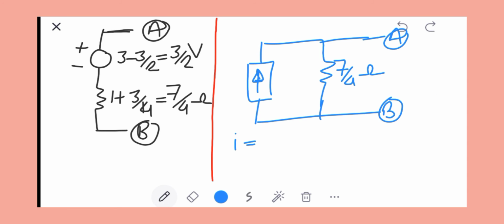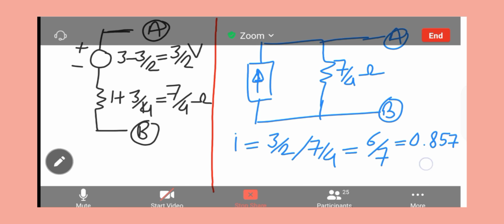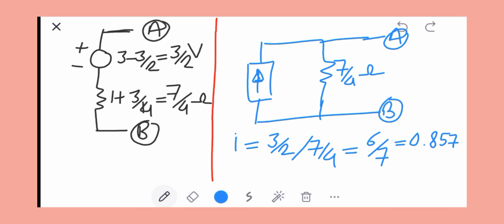Sorry, it is a current, voltage upon impedance, that is 3 by 2 upon 7 by 4. How much? Yes, 3 by 2 upon 7 by 4 is nothing but 6 by 7, that is, in fraction form, 0.8571 ampere.